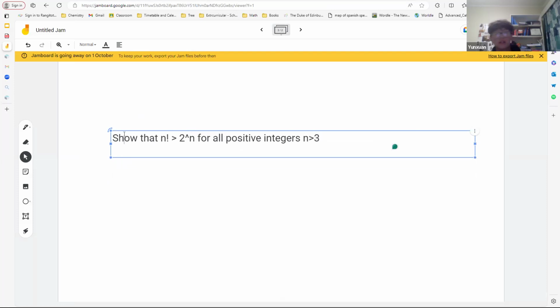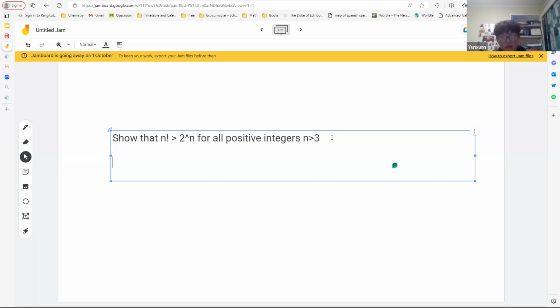So with induction, show that n factorial is larger than 2 to the n for positive integers n larger than 3. So can someone tell me a number we can use for the base case, now that we have the bound n larger than 3? Tell me in chat.